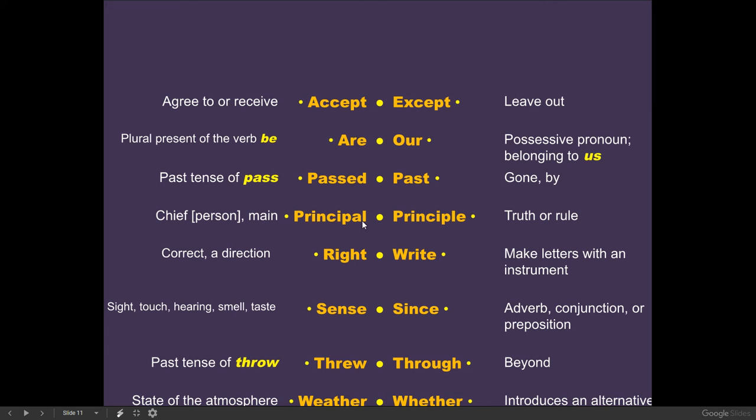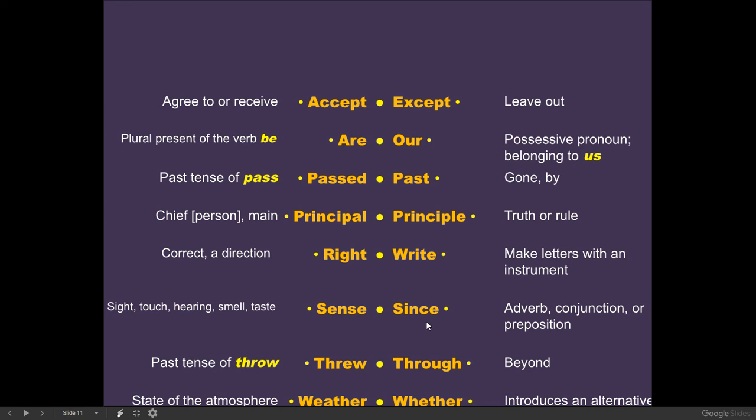Okay. Principal with an A. So you can look at the word pal. He is my pal. That's a person. It's in charge. And principle is like a virtue. You have principles. Okay. You should know this one, left, right, and then write with the W. This one is sense. You have 5 senses, S-E-N-S-E.